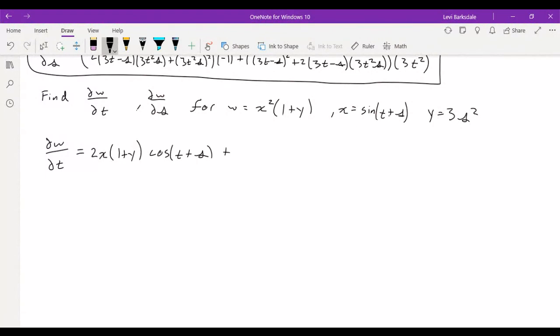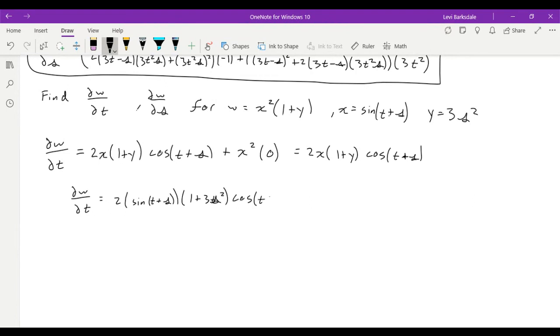Then we need to add the derivative of w with respect to y, and multiply by the change in y with respect to t. Notice that y is independent of t, so that would come out to be 0. So we have 2x times 1 plus y times cosine of t plus s. We need to substitute out our x's and y's. So the change in w with respect to t comes out to be 2 times sine of t plus s times 1 plus 3s squared times the cosine of t plus s.